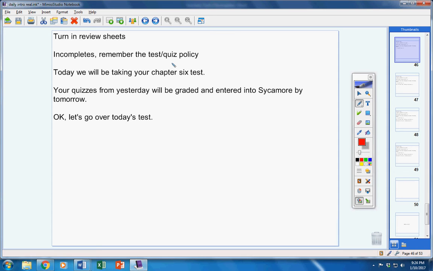7, 8, 9, 10, and 11. Tell me whether the quadrilateral is a parallelogram or not. Okay? Don't go by looks. Go by the numbers and the facts. And then tell me why or why not. Number 12, is EFGH a parallelogram? Tell me yes or no and tell me why.